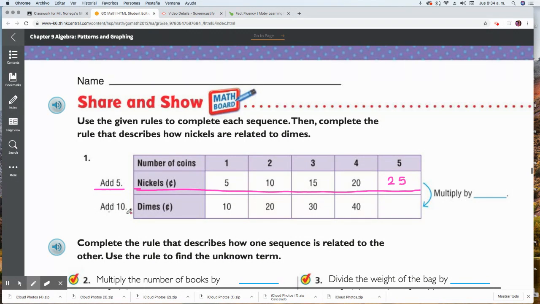Okay, now for the dimes, the rule is to add 10. So 10 plus 10 is 20. 20 plus 10 is 30. 30 plus 10 is 40. What's 40 plus 10? 40 plus 10 equals 50. Okay? And the rule, multiply. So what number, okay, 25, because the arrow is pointing to 50. So 25 multiplied by what number equals 50?